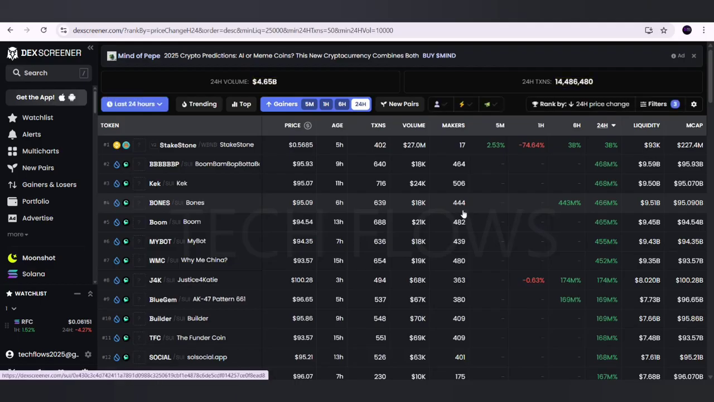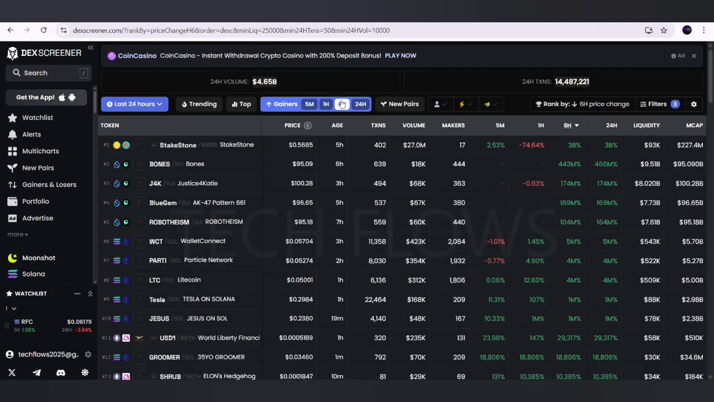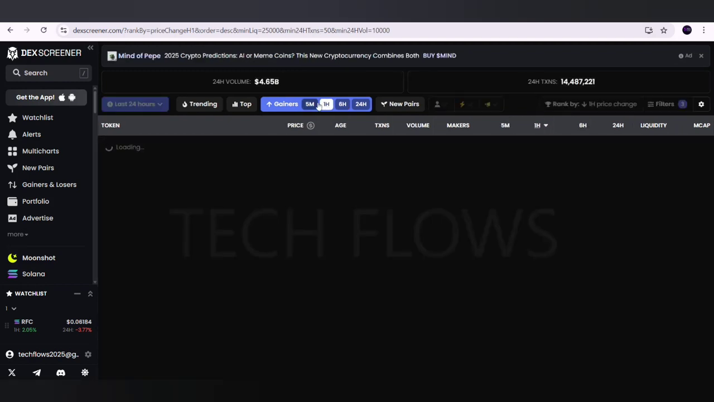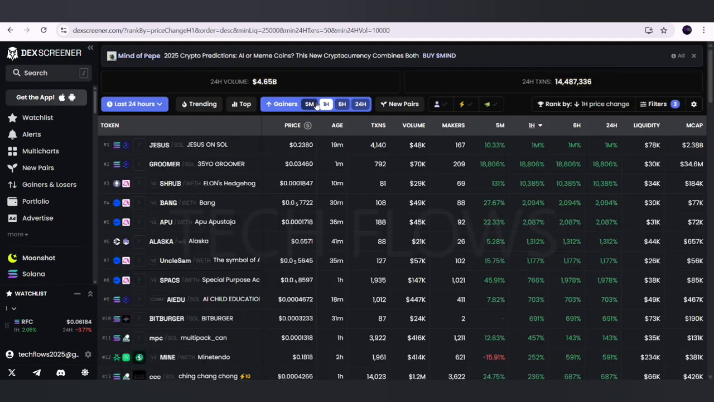Second one is gainers. This one is also amazing and useful because you can see the last 24-hour gainers of the market, last 6-hour gainers, last hour, or even last 5 minutes. It's amazing. Okay, guys, let's talk about these columns also.